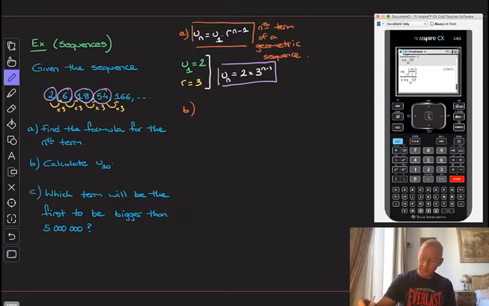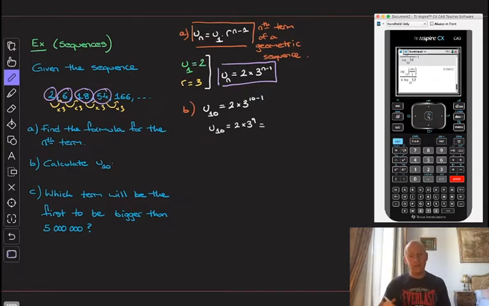So let's do that. If I go ahead and say, all right, well, u sub 10 equals, well, what do I actually have to do? Starting from this, I need to replace every n that I see by 10. So u sub 10 will be equal to 2 times 3 raised to the power of 10 minus 1. That quickly leads us to u sub 10, the 10th term, is 2 times 3 to the power of 9.